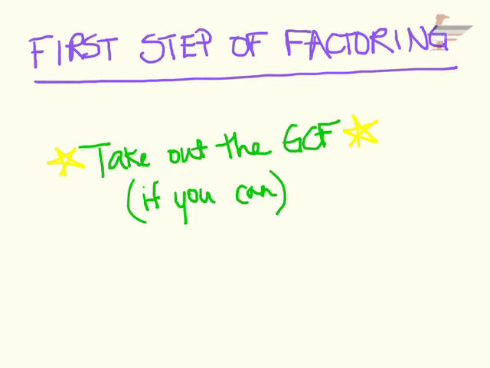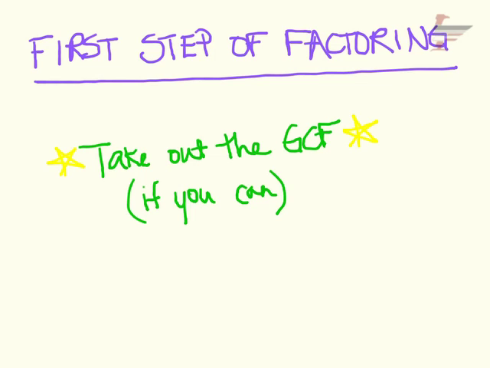Please put down in your notes this slide. And you've heard me mention this before, the first step of factoring, what you should always try before you try anything else, and it's going to be even more important in this chapter than it was in chapter 4: take out the greatest common factor if you can. Sometimes there's not one, but if there's a greatest common factor, you need to factor that out first.